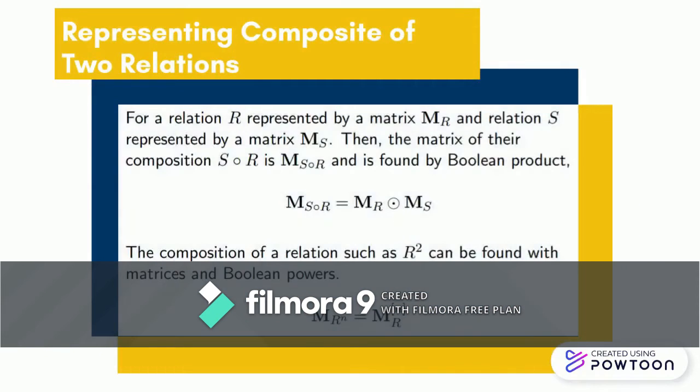Representing the composite of two relations. From learning about the Boolean product, we know that the matrix of S composite R is equal to MR and MS. The composition of relations such as R squared can also be found with matrices and Boolean product.